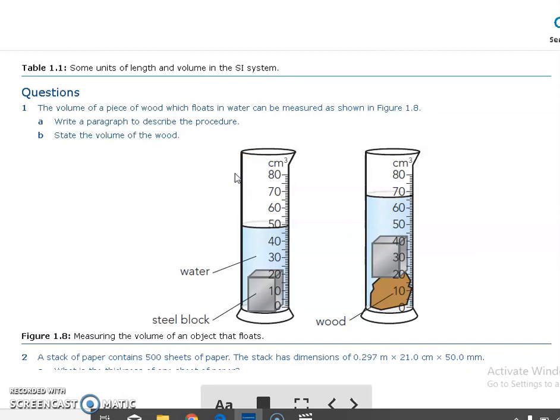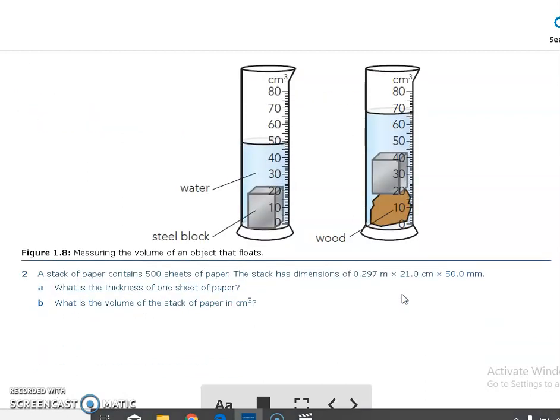Here, the first question, you have to write a paragraph to describe the procedure. Normally we have already studied this last year, how we have to find the volume, so we have to write the procedures. First, here we have to find the volume of the wood alone. It's easy, it's just the volume displacement method, and no need to write the question, just write the answers. Okay, so that's the homework for you today.